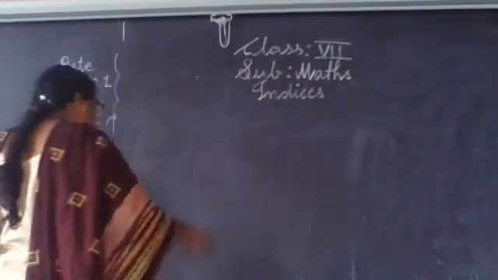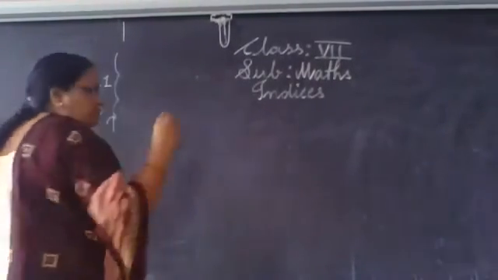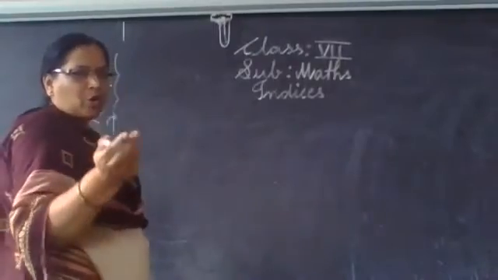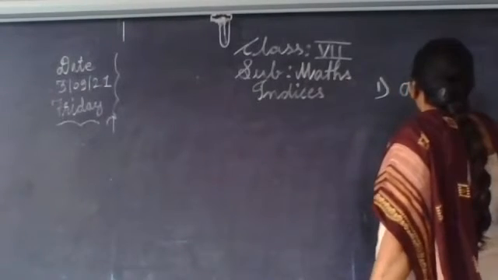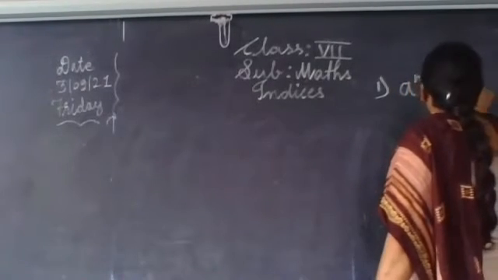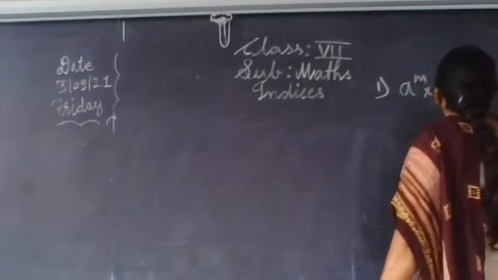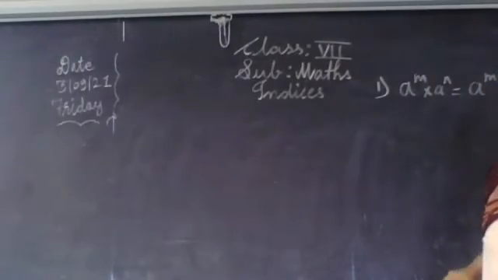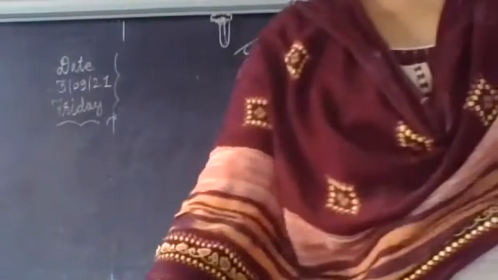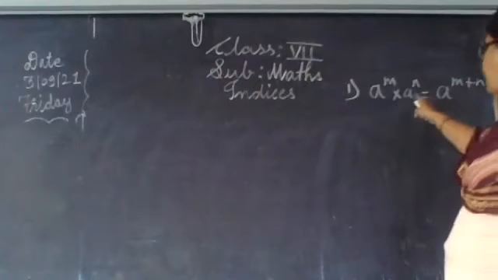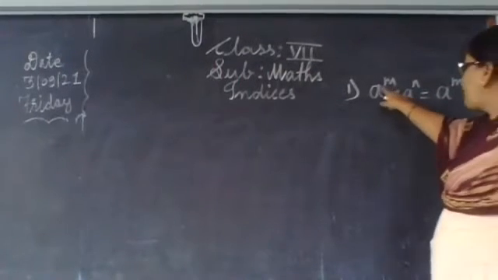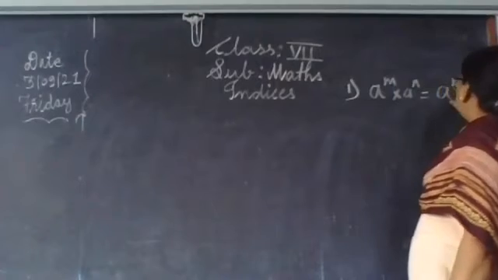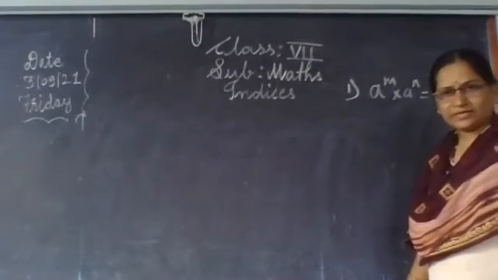See, children. So we have learned two formulas or laws. What is the first law we have done? A raised to power m into a raised to power n equals a raised to power m plus n. It means the multiplication with the same base. If the bases are the same and the powers are different, then you have to add their powers.